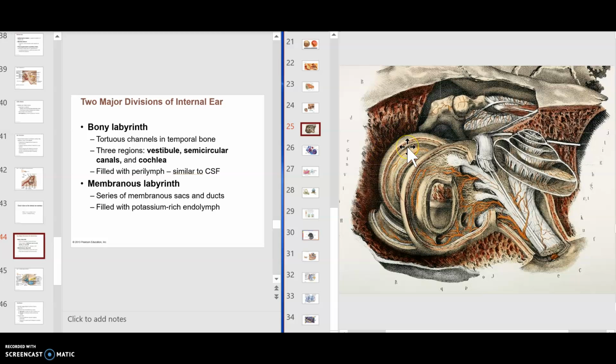So we have within this bone, this hollow space, several areas. One area is called the vestibule. That's the cutout area for one component of the inner ear. Another component is a cutout portion for something called the semicircular canals. And then another portion is for something called the cochlea. Okay, the cochlea. All right, and we'll be looking at that.